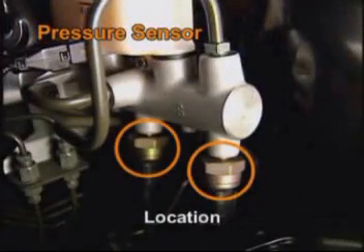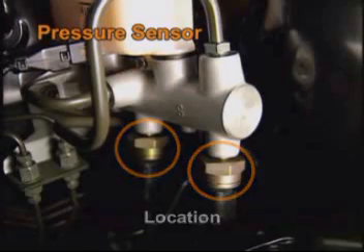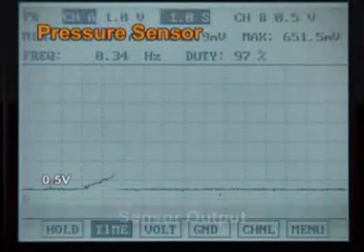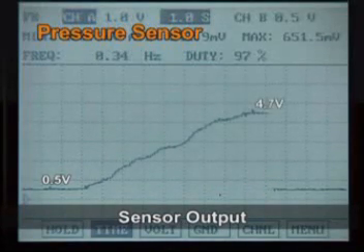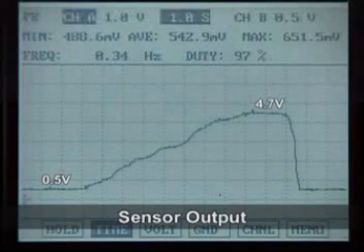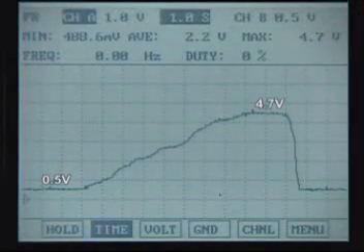The pressure sensor shows the driver's braking intentions. When the brake pedal is not applied, the output voltage is 0.5 volts. And when the brake pedal is applied, the output voltage increases to nearly 4.7 volts.